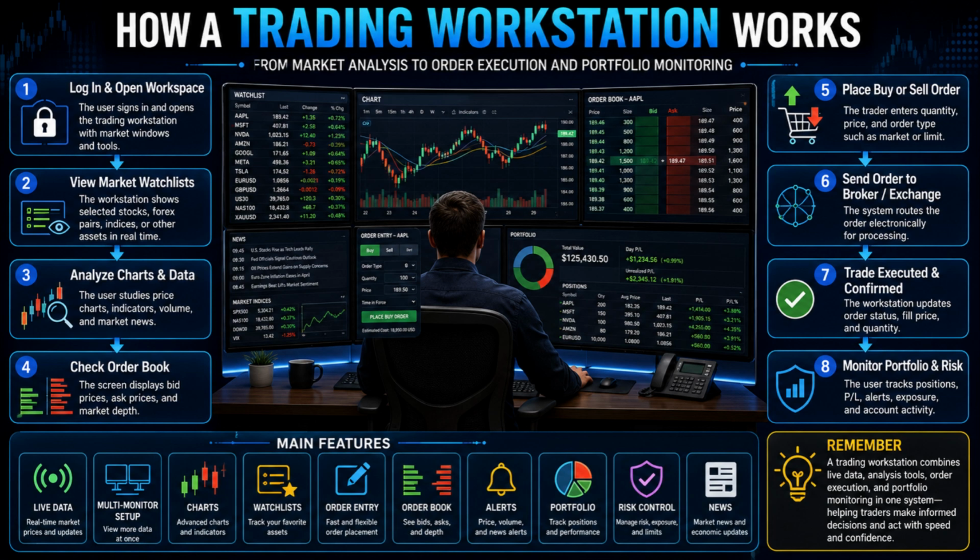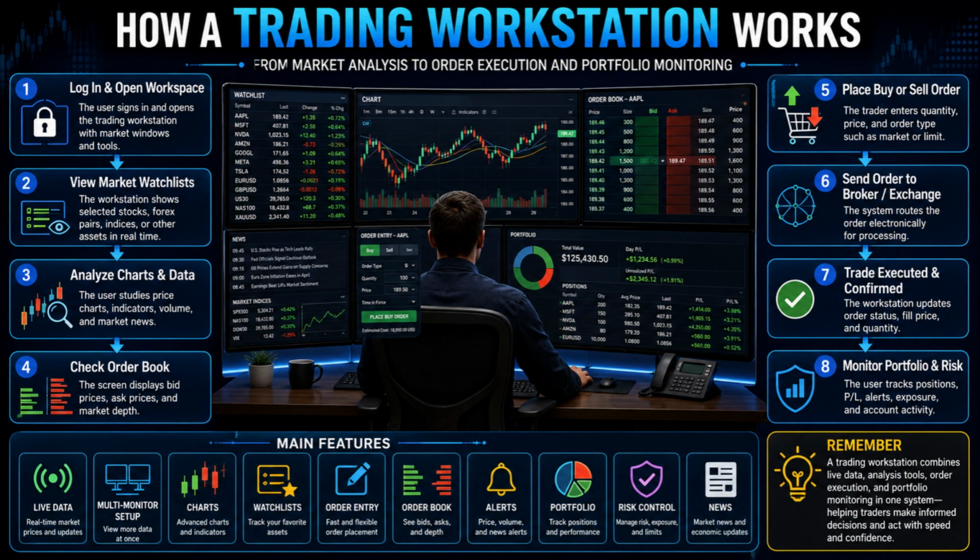In this video, we will discuss how a trading workstation works step by step. A trading workstation is a professional setup used by traders to watch markets, analyze price movement, place orders, and manage risk from one system. It usually includes trading software, live data feeds, charts, order tools, portfolio windows, and sometimes multiple monitors so the user can follow many market activities at the same time.